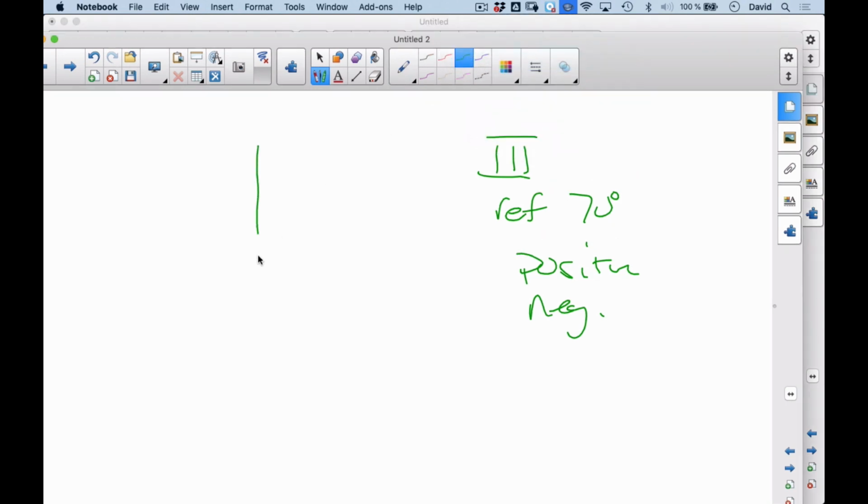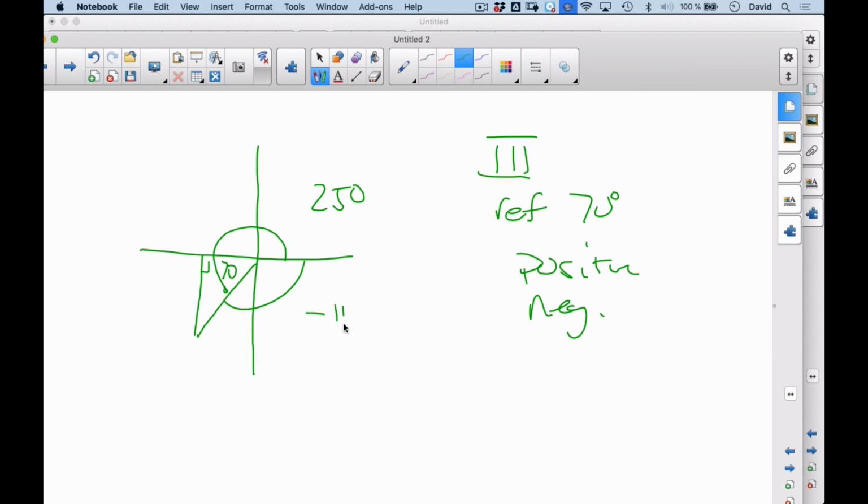So just to catch you up, if I draw this in here, third quadrant is over here. Reference angle is always to the x-axis. And so now if I'm going to go positive, I'm going to go 180 plus 70. That is going to be 250. And if I go in this direction, I'm going to go to here, which is 180 subtract 70, which is going to be negative 110.